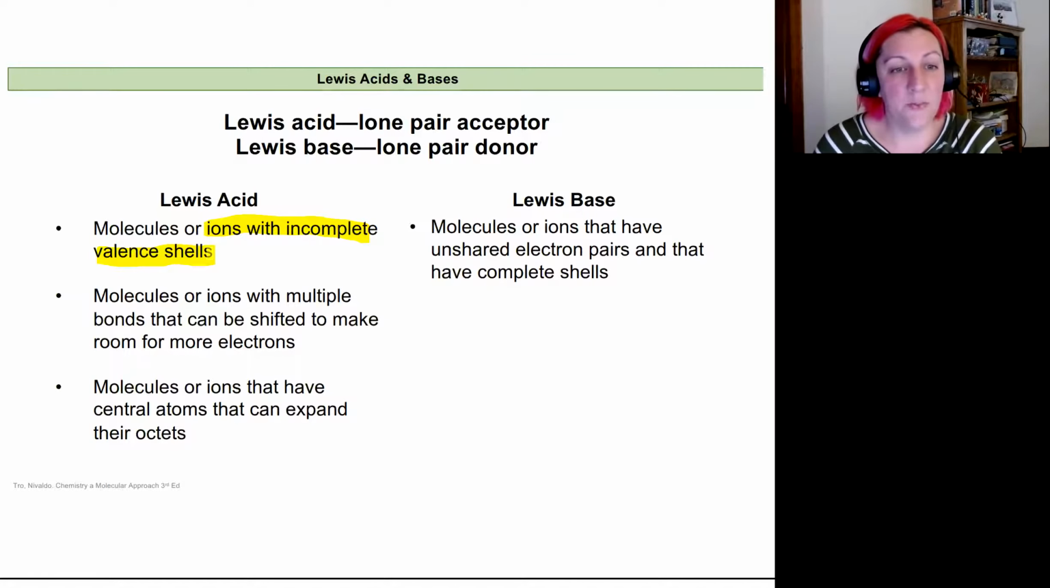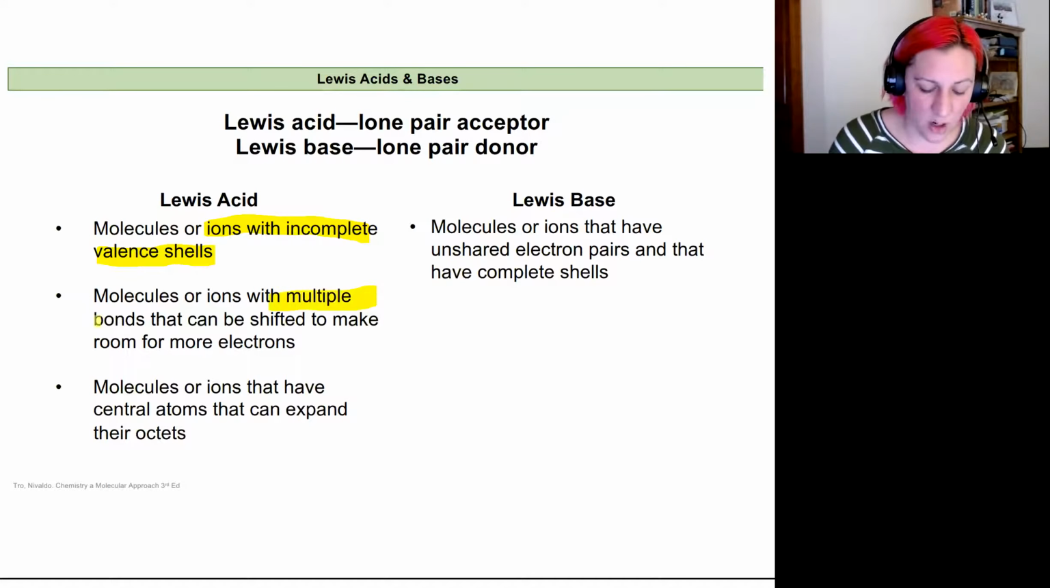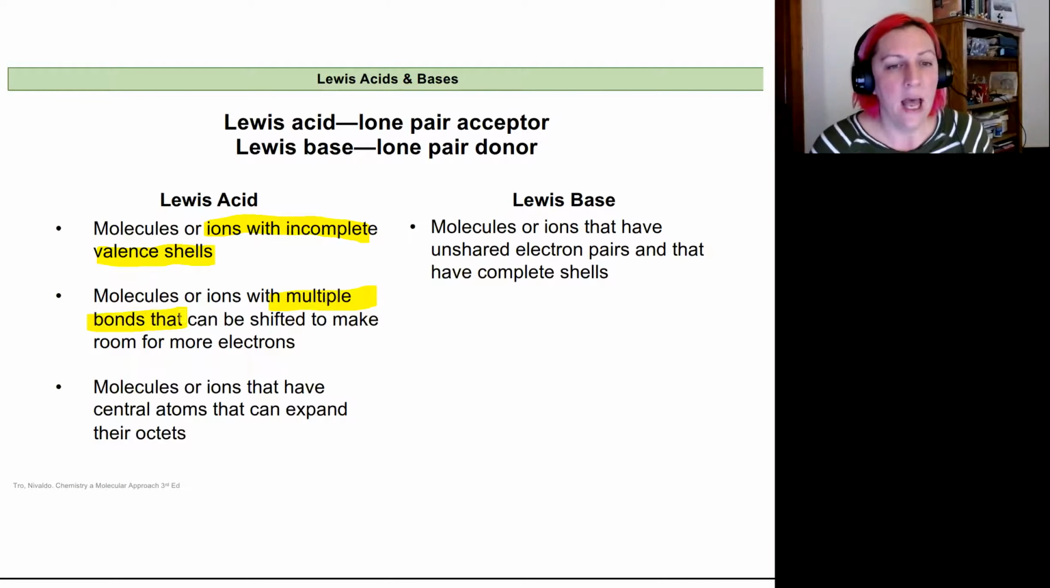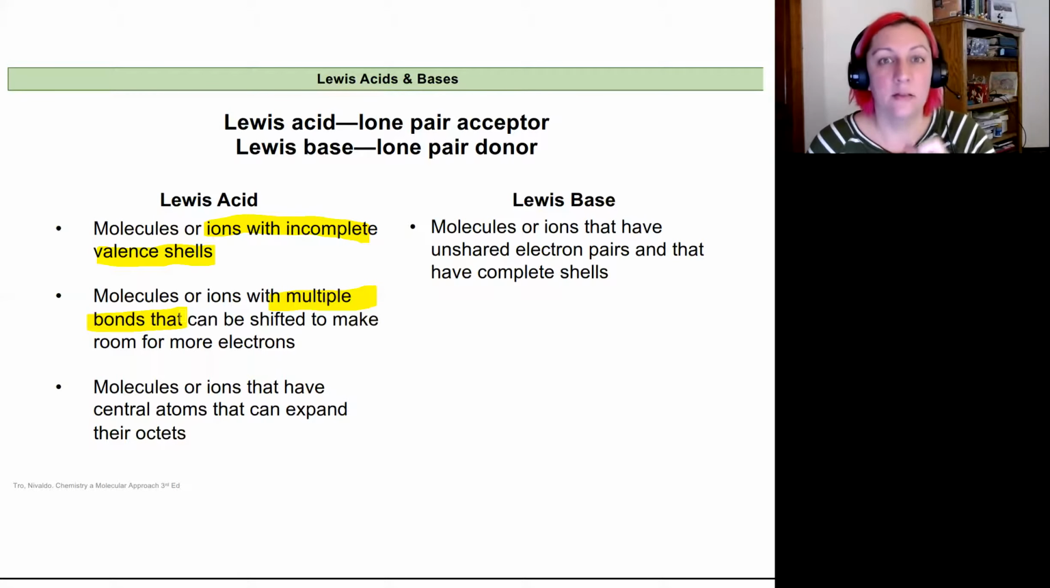Lewis acids can also be molecules or ions with multiple bonds that can shift around to accept more electrons. This one's a little bit harder to see and takes a little bit of practice. And it's okay if this is not something that you walk away from this class really good at identifying. You'll get more practice in future chemistry classes. Multiple bonds will be able to shift to make room for electrons. And this becomes really important when we start thinking about organic chemistry and looking at the mechanisms by which covalent molecules react. So you can save this for a later day.